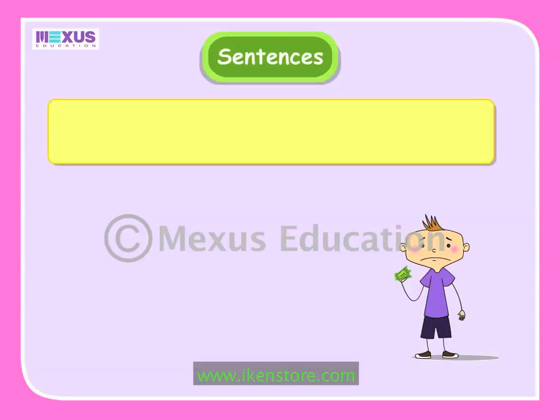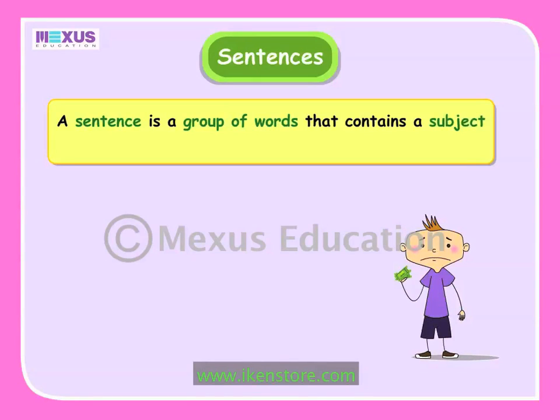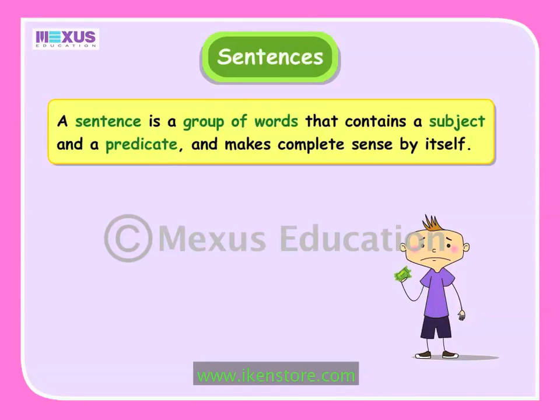As we already know, a sentence is a group of words that contains a subject and a predicate and makes complete sense by itself. Let's look at some examples of sentences. Fleck is very sad. This group of words is a sentence since it contains a subject, Fleck, and a predicate, is very sad. The predicate contains the verb is. The sentence makes complete sense by itself.